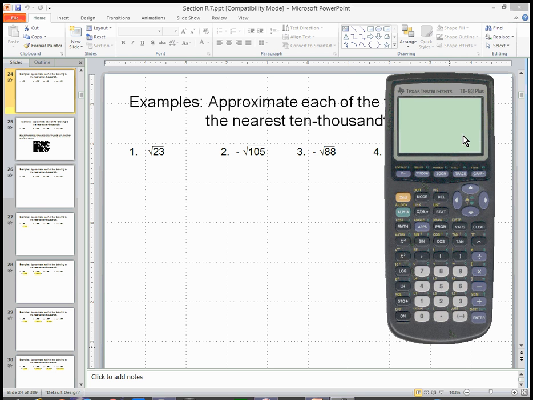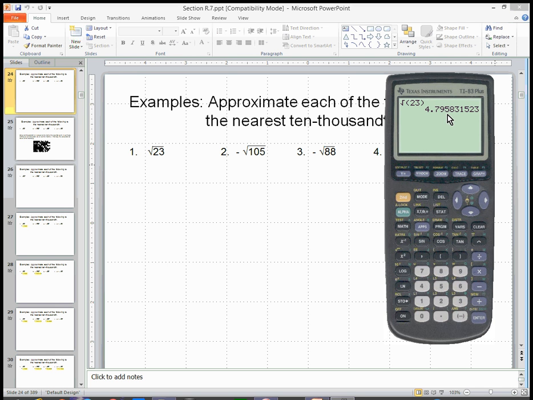I'm using another TI-83 calculator instead of the one I used earlier in some of the other videos. So second, oops, it went off, didn't it? Turn it back on. So second, square root. Now notice I did open a parenthesis when we got the square root key. We have to remember to close it. 23, close.